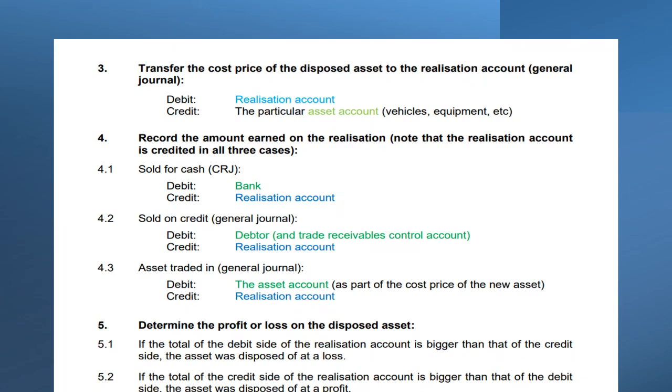Let's take 4.1. If you have sold the asset for cash, we know in terms of our basic accounting equation that cash, we're talking about the bank, is an asset. So if the money is coming in, we are debiting the bank. We've got the money, we debit the bank, and then what are we crediting? Because we've sold the asset here, what you are crediting is the realization account.